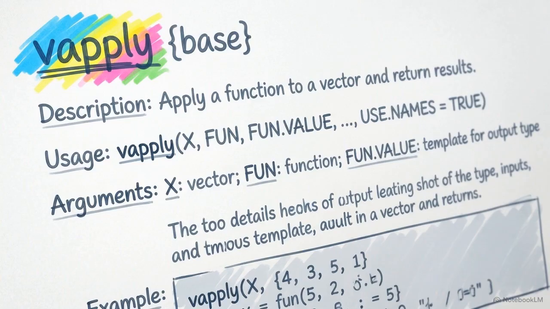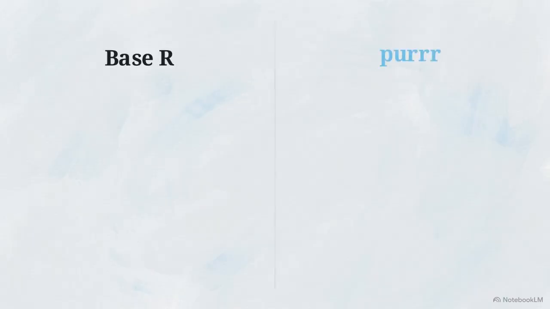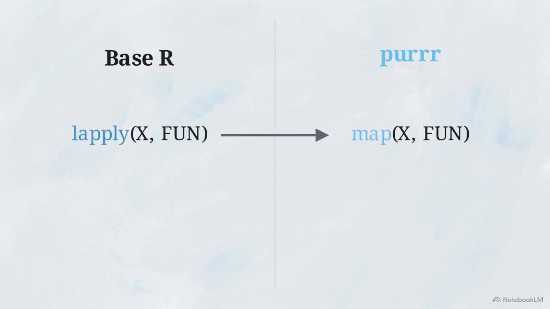While vapply is the safest option in base R, the purrr package has become the modern standard for functional programming, relying entirely on its map functions. The transition from base R to purrr is a direct one-to-one translation. lapply directly translates to the standard map function. Both reliably return a list.